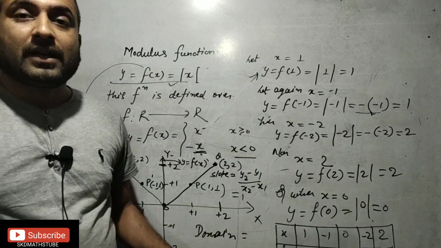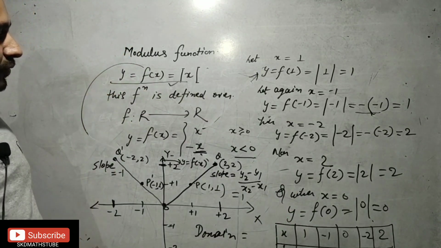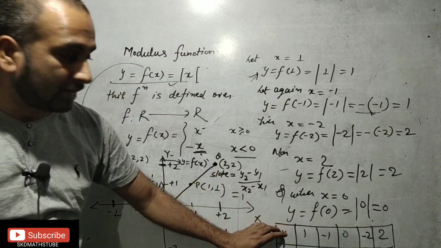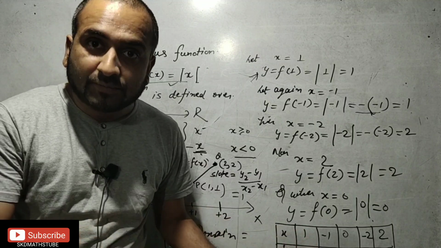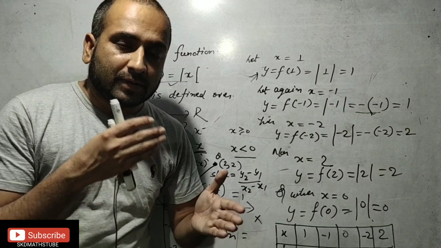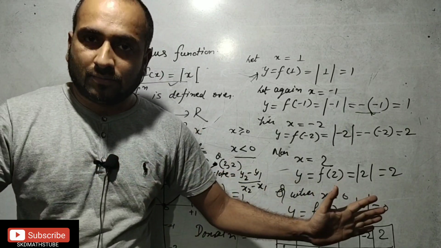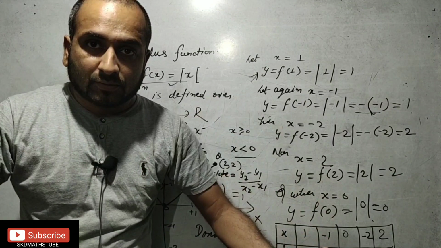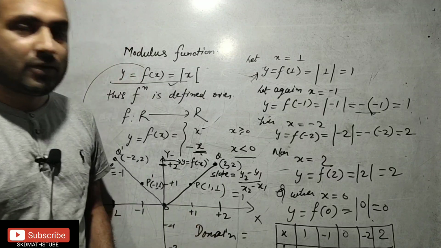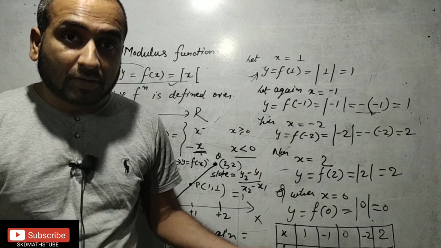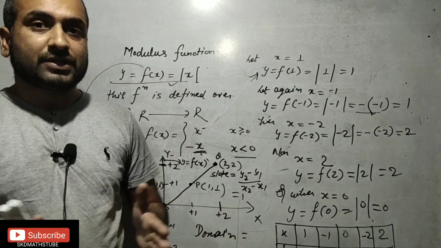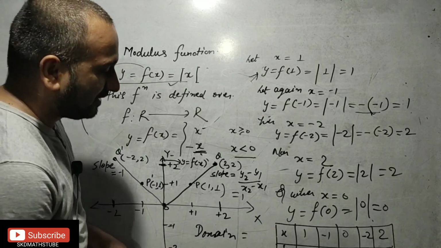What is the domain of this function? Domain is the set of values of x, and it will be from -infinity to infinity. I have taken only 1, -1, 0, -2, 2, but you can take all the values from -infinity to infinity. Okay, so you will get a defined value for y. Because of this, the set of values of x is -infinity to infinity. So the domain is the set of values of x for which the function is defined. So this is the set of real numbers.